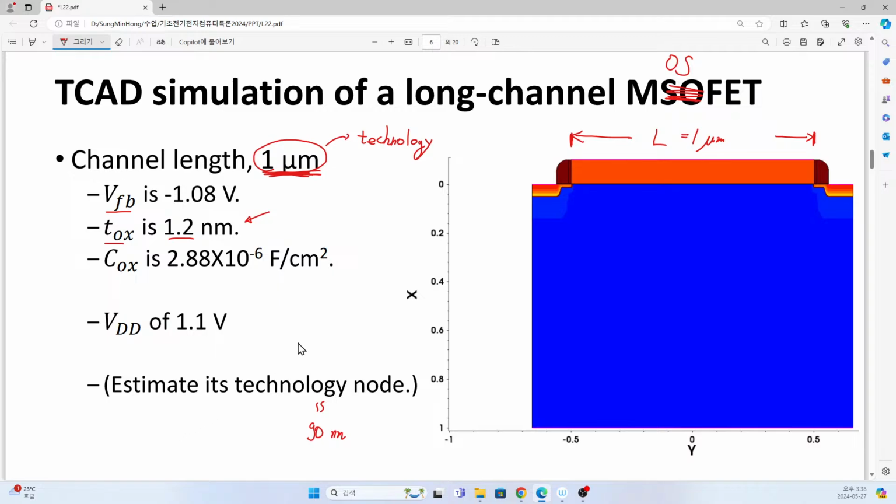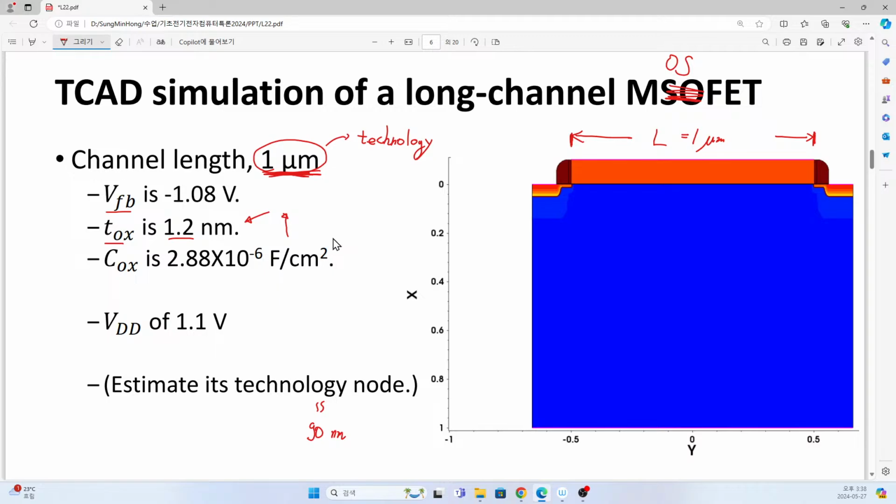Usually, technology node is characterized as the minimum gate length we can have. However, when we have a shorter device, of course the TOX is also scaled. So if we have a thicker oxide, that corresponds to a minimum length much longer than the advanced one. So historically, 1.2 nanometer oxide thickness was for 90 nanometer technology.